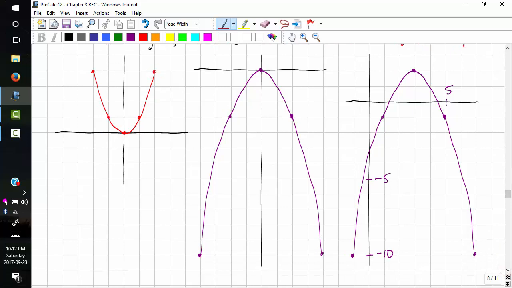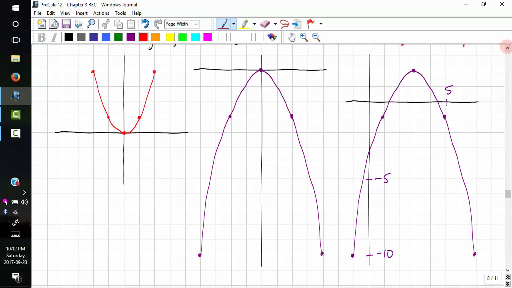Here we have 2. That becomes 4. Flip it, and it's negative 4. Multiply by 3, that's negative 12. And we have this point here. And again, symmetry gives us the other point.